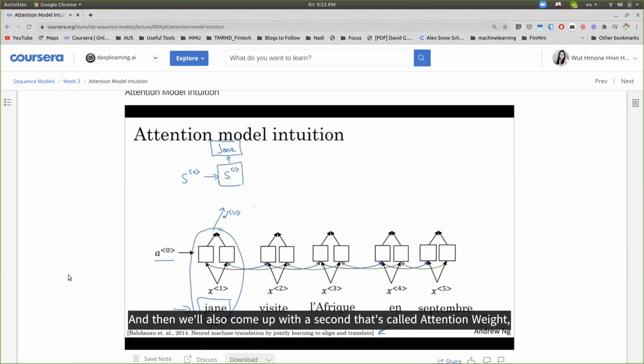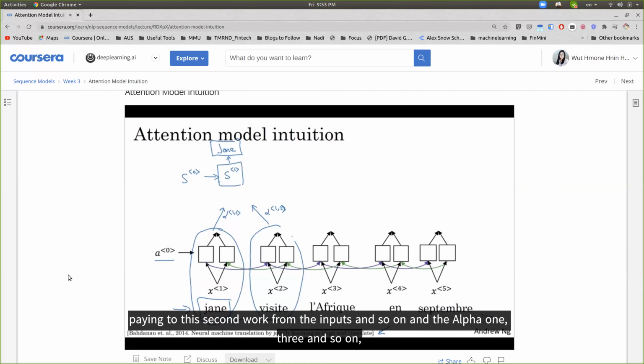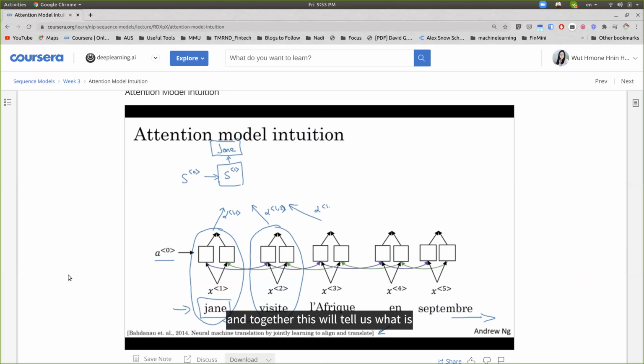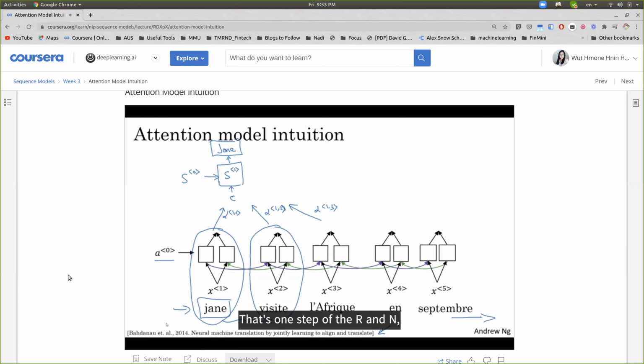And then we'll also come up with a second attention weight, alpha 1,2, which tells us when we're trying to compute the first word, hopefully Jane, how much attention should we be paying to this second word from the input, and so on, alpha 1,3, and so on. And together, this will tell us what is exactly the context, denoted C, that we should be paying attention to, and that is input to this RNN unit to then try to generate the first word. So that's one step of the RNN. We'll flesh out all these details in the next video.